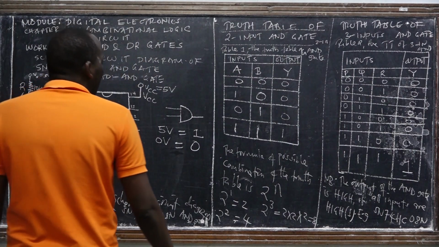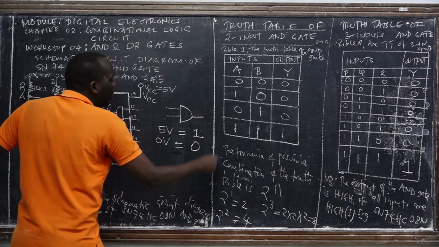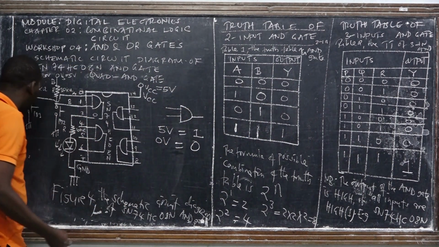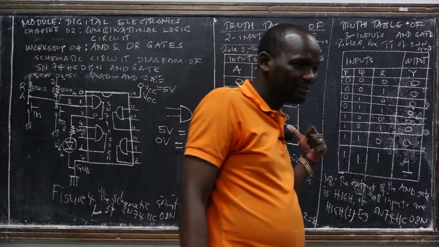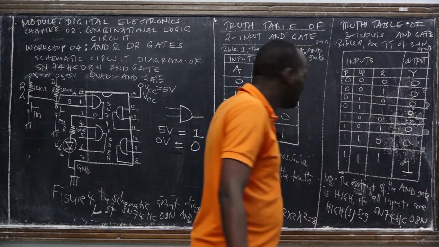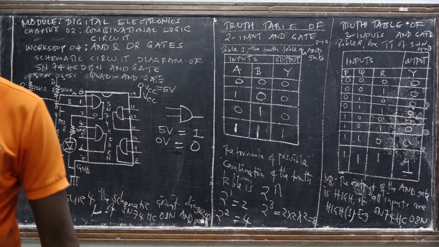Then let us move to the last combination. The status of input A is 1. How can we get 1 from push button number 1? We don't press it. Right? The status of input B is 1. How can we get it? We don't press the second push button.